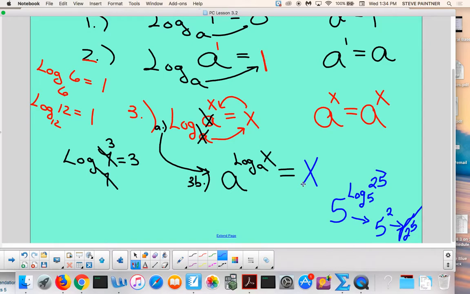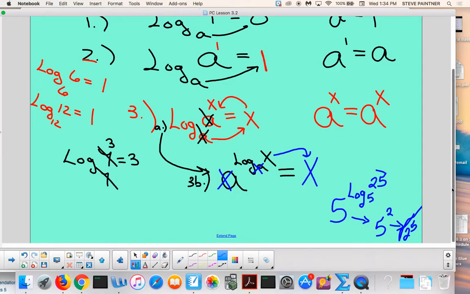Guess what you can do? Just like up here, what did I do? I can cross out the bases. What's the answer? It's that number. It's X. Here I did it here too, didn't I? I crossed out the A's. Log base A, exponential base A. Cross them out. The answer is X. That's all that property says.